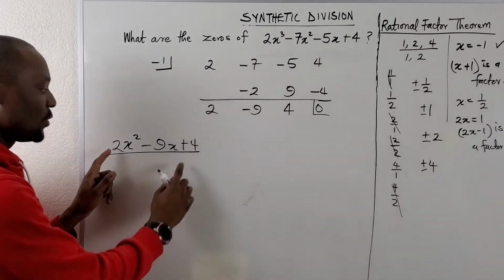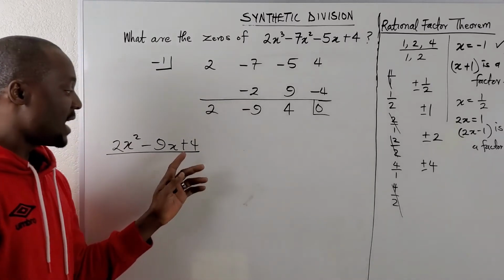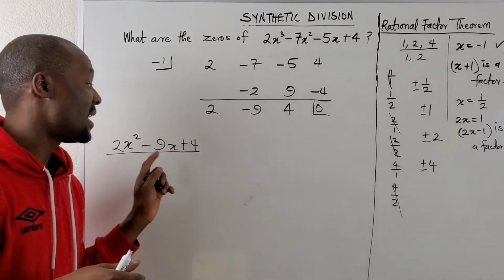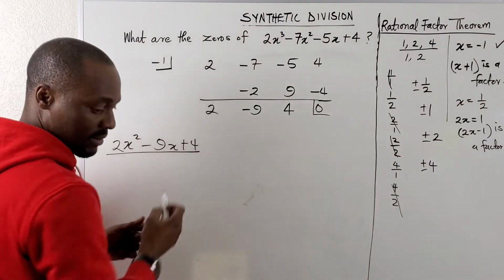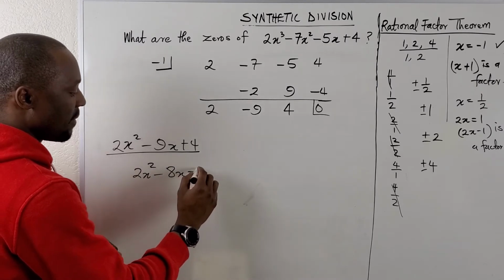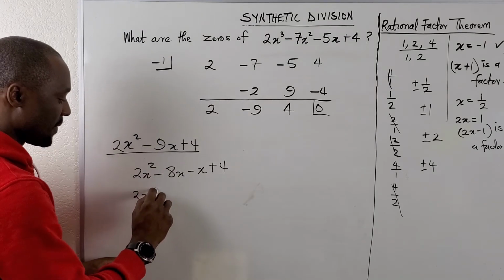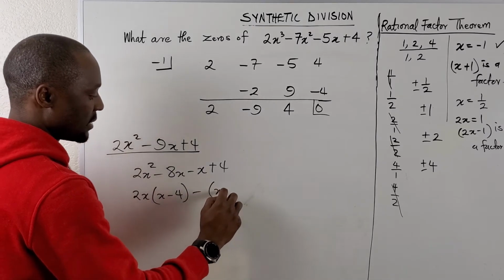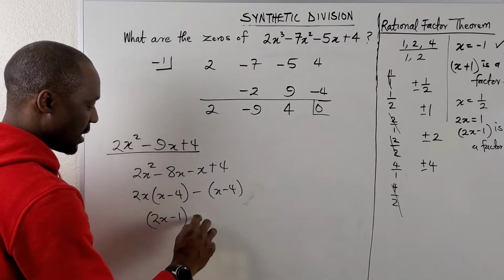So, what two numbers will you multiply to get 8? Because you multiply this by this, it's going to give you 8. And then when you add them together, you get -9. The two numbers are -8 and -1. And so we're going to break that down. And this is going to be equal to 2x squared minus 8x minus x plus 4. This is going to be 2x into x minus 4 minus x minus 4. So you have 2x minus 1, x minus 4.